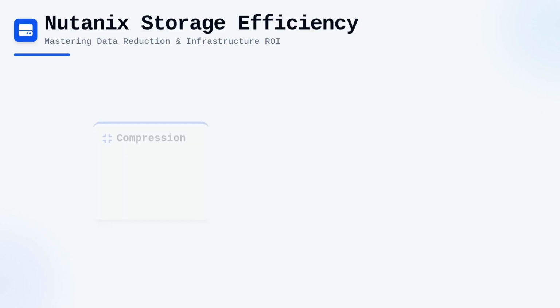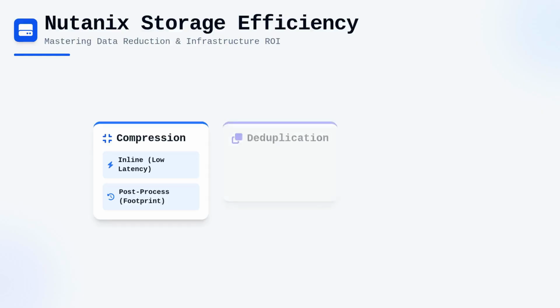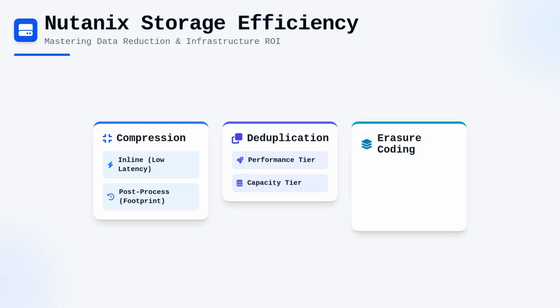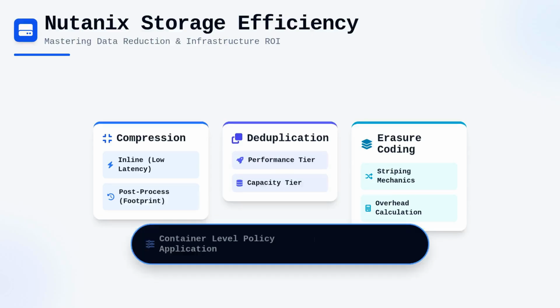You will learn to navigate the intricate interplay between inline and post-process compression, ensuring that your environment remains performant while minimizing footprint. We will deconstruct the Nutanix deduplication engine, examining how it functions across both performance and capacity tiers to maximize your storage investment. Understanding erasure coding, or ECX, is equally critical here, as we will break down its striping mechanics and overhead calculations to help you make informed architectural decisions. By the time we conclude, you will be proficient in applying these data reduction policies at the container level to achieve the highest possible storage ROI.